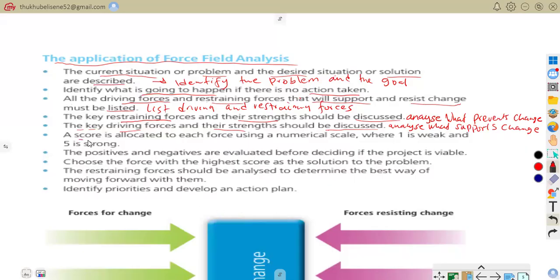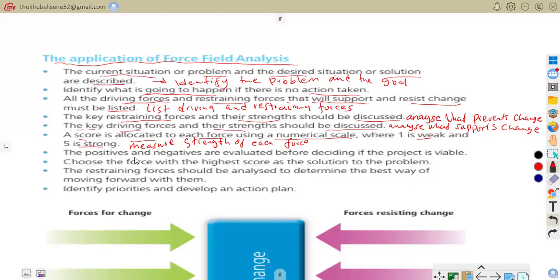Also, it says a score is allocated to each force using a numerical scale where 1 is weak and 5 is strong. So you allocate scores from 1 to 5. So you measure the strength of each force. High demand is equal to 5. High cost is equal to 4.